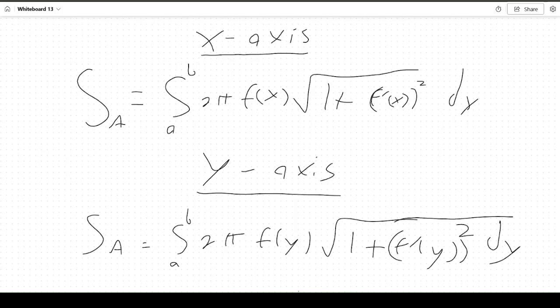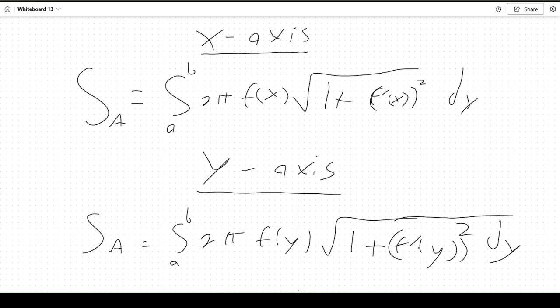So here we have the x-axis and the y-axis versions of the surface area, and as you can see, this is very different, because in the x-axis version you have f(x), and the derivative of f(x) is squared here, but here you have f(y). This is in terms of y, and the derivative of f(y) squared right here. So when you're given a question, they will probably ask you to find it in terms of y or in terms of x, and this is basically what is needed for that.